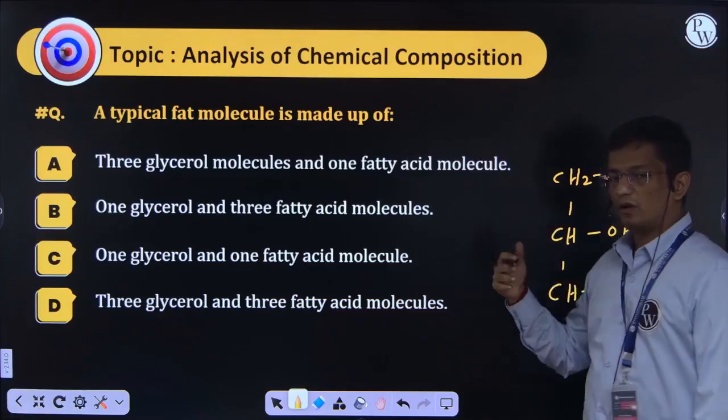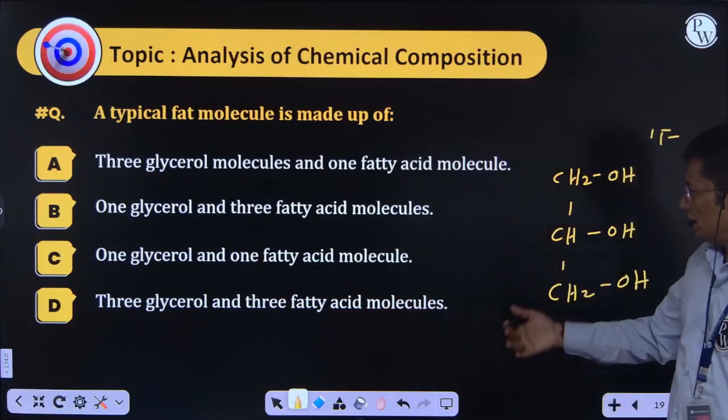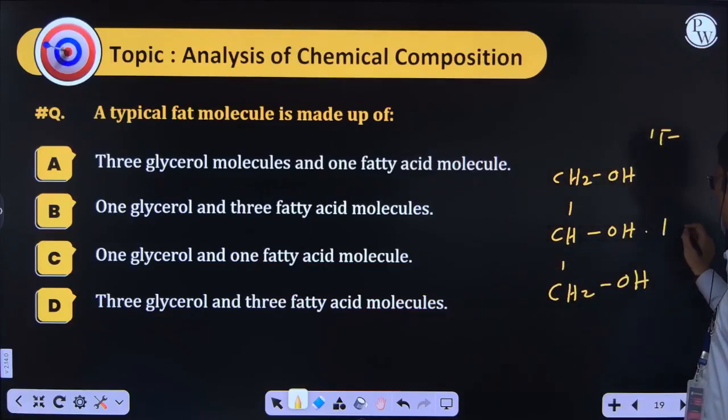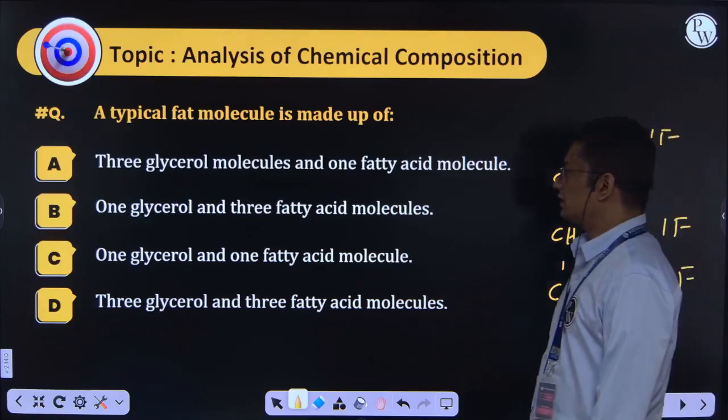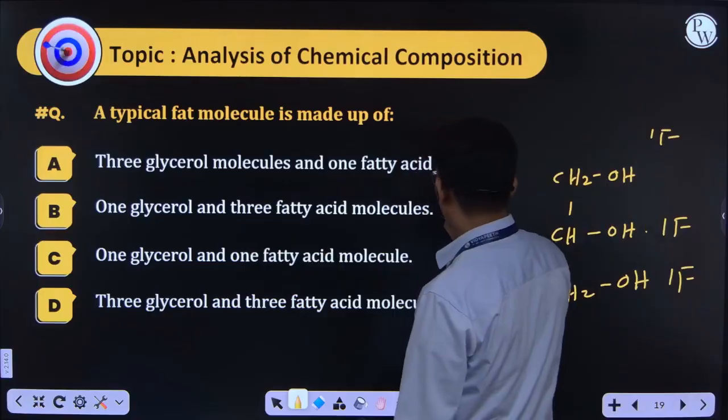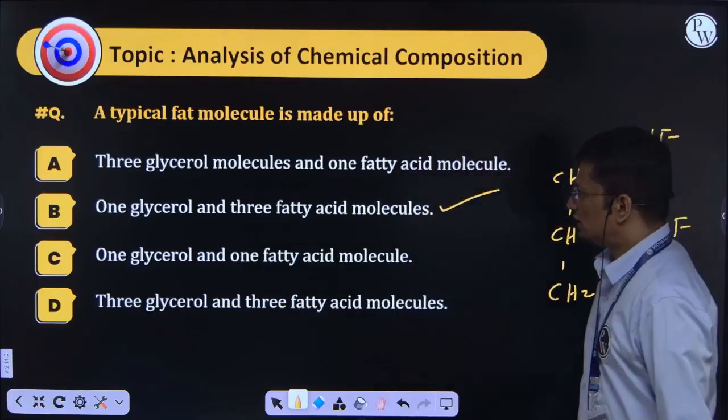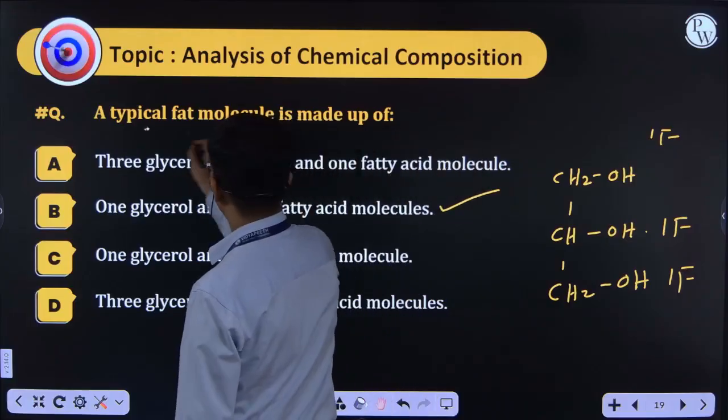bond, we will call it a monoglyceride. Then diglyceride, if one more fatty acid is there. If one more is there, then it is known as triglyceride. So one glycerol attached with three fatty acid molecules. So that is the simple fat. Okay, fat molecule.